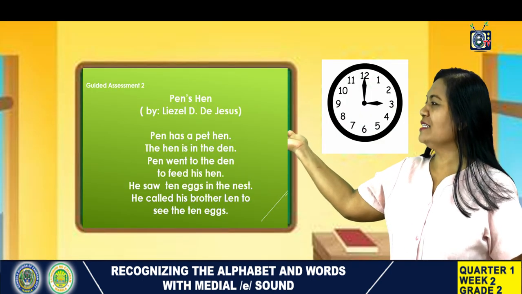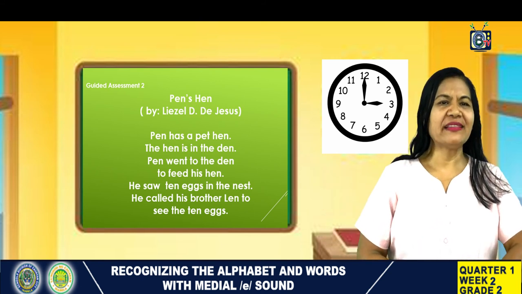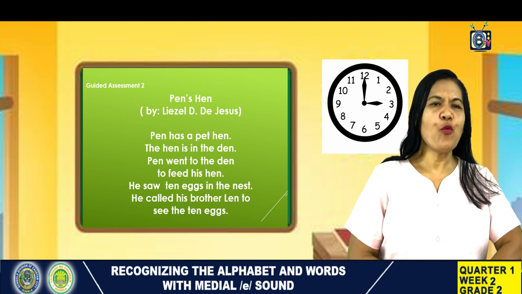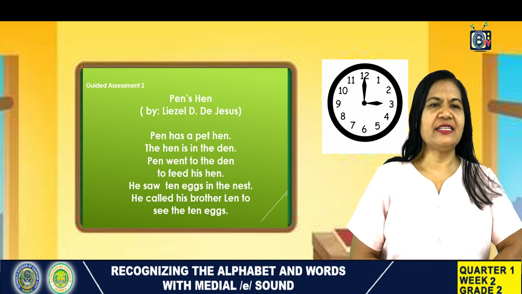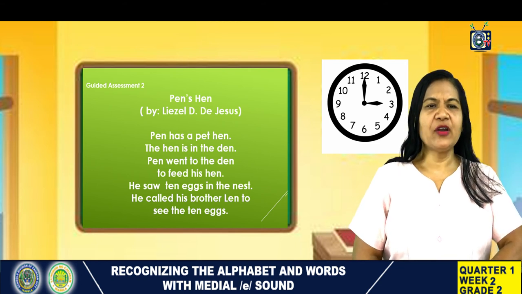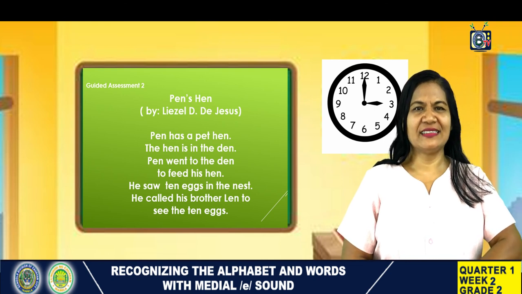Pen's Hen by Lizelle De Jesus. Pen has a pet hen. The hen is in the den. Pen went to the den to feed his hen. He saw 10 eggs in the nest. He called his brother Len to see the 10 eggs.